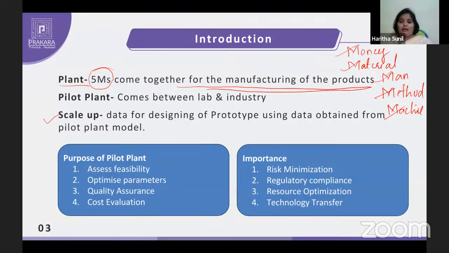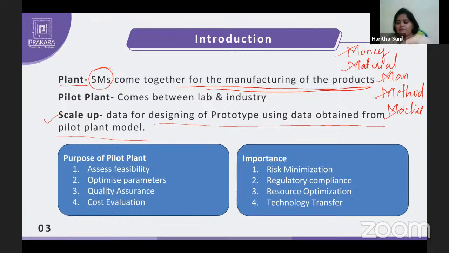Then what actually is the scale up? Scaling up is nothing but you're increasing the number. So whatever the design that you have taken from the prototype is nothing but a model which is representing your final product. For example, you must have seen science fair exhibitions, where they would create models: heart models, brain models, kidney models. So they are representing the actual thing. Here the prototype is representing the one that you have to get in the final industrial level. So the scale up is nothing but the data for designing of the prototype, using data obtained from the pilot plant models, right? So this is the pilot plant as well as the scale up.